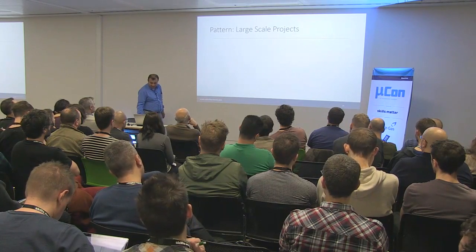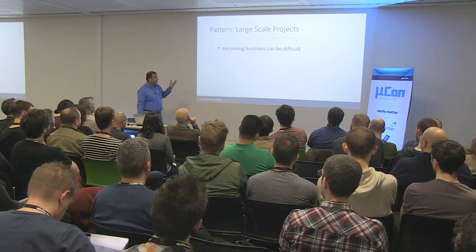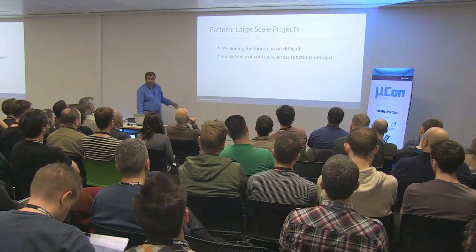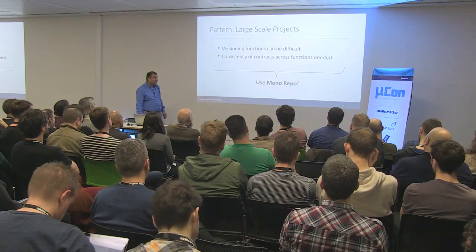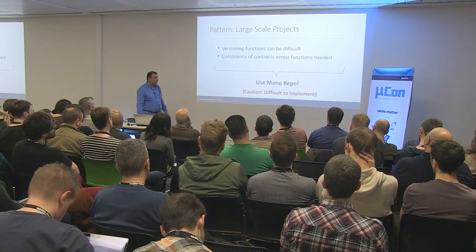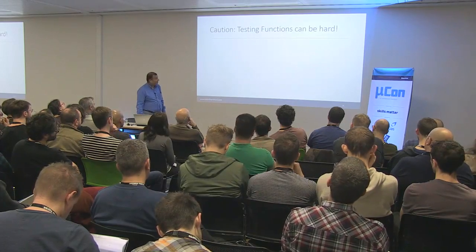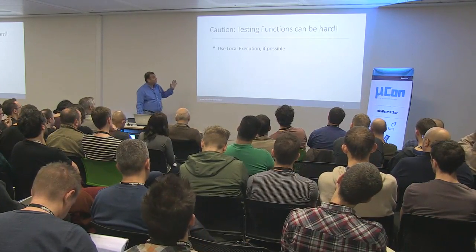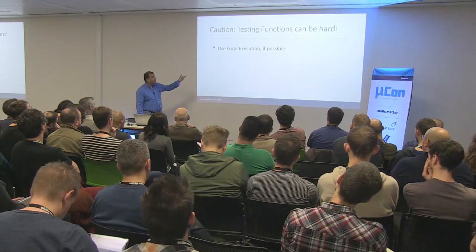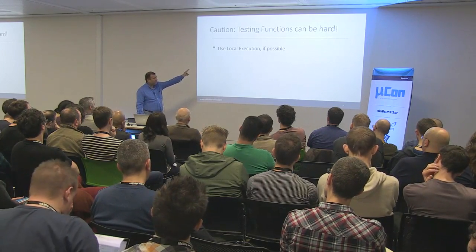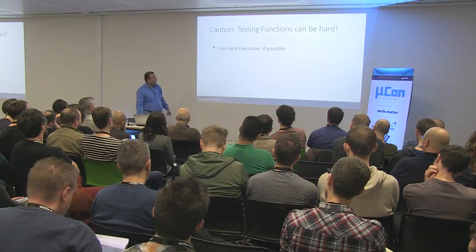Let's go with some patterns for large-scale projects. Versioning can be very difficult, and consistency of contracts is needed across. So generally, you could use a monorepo, but the problem with a monorepo is practical implementations can be tricky. Another problem is that testing functions is hard. You could use local executions. Not everybody provides them. Azure provides it. For AWS, there's a third-party framework that does. Google Cloud does not have it.